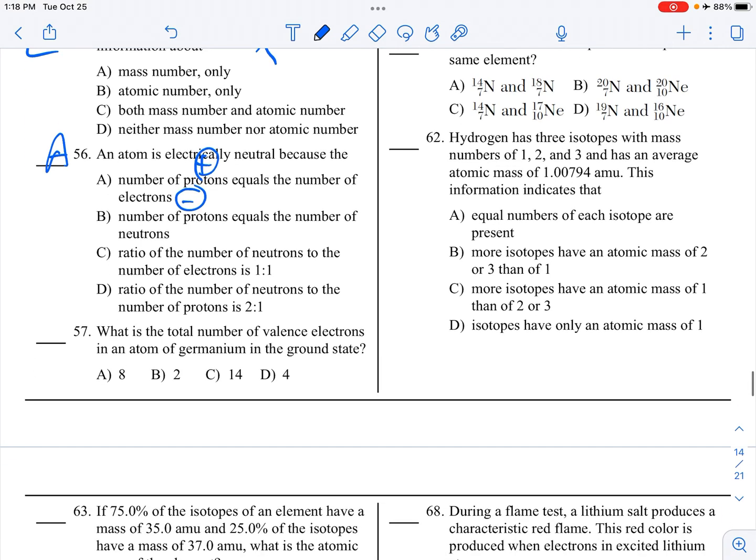What is the total number of valence electrons in germanium in the ground state? Germanium is Ge, number 32. So then I go to the periodic table. Germanium says 2, 8, 18, 4. So germanium has 4 valence electrons. The 4 are the outermost.